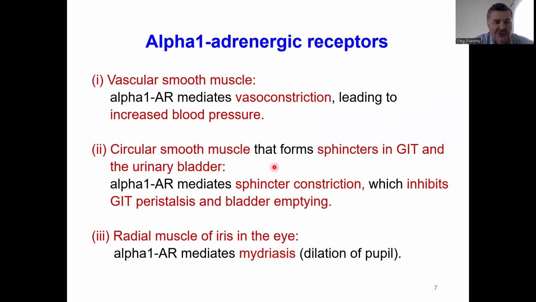Secondly, alpha-1 adrenergic receptors are also present in the circular smooth muscle that forms sphincters in the gastrointestinal tract and the urinary bladder. And here, receptor stimulation contributes to constriction of sphincters, which inhibits gastrointestinal peristalsis and bladder emptying. These receptors are also found in the radial muscle of iris in the eye, and upon stimulation, they lead to dilation of eye pupil, which is called mydriasis.